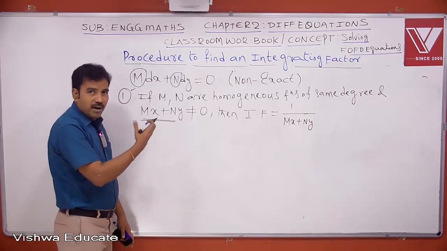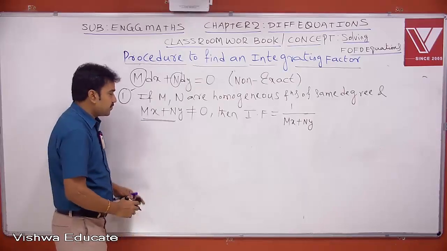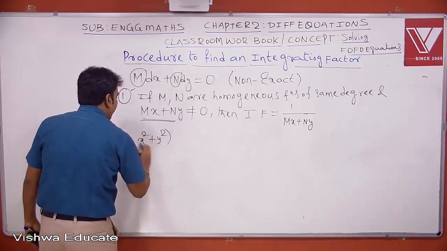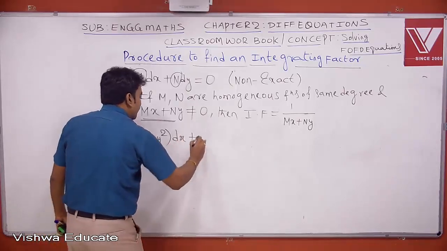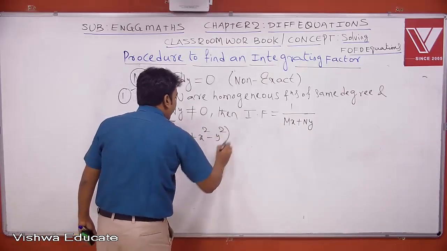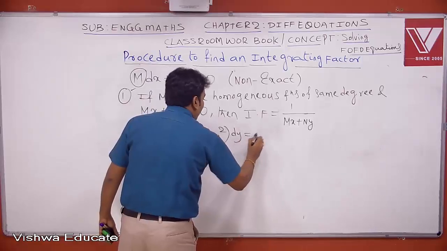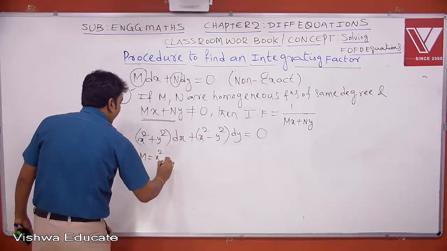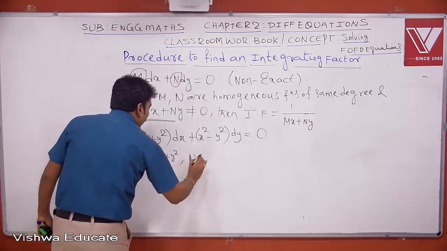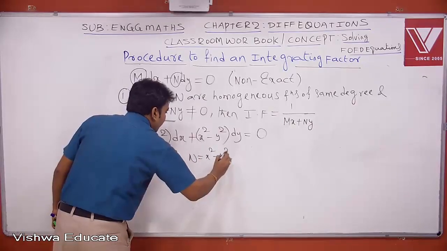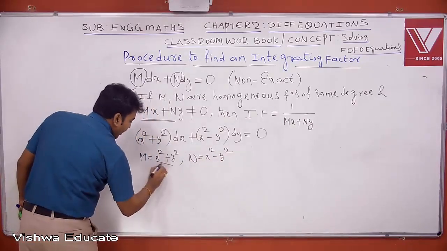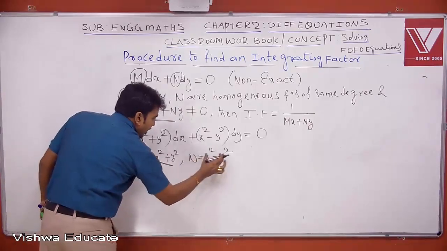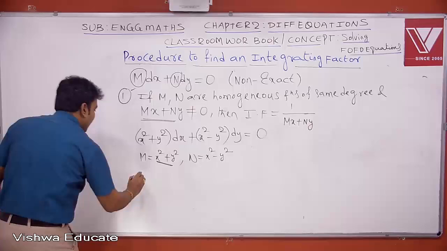Let us discuss this by taking a simple example. Suppose I have (x square plus y square) dx plus (x square minus y square) dy equal to 0. Now here M equal to x square plus y square, N equal to x square minus y square. Clearly we can understand that M is a homogeneous function of degree 2, and N is also a homogeneous function of degree 2.